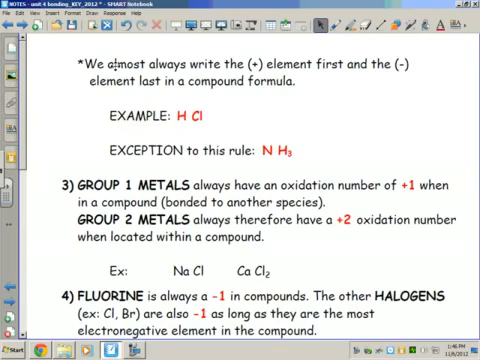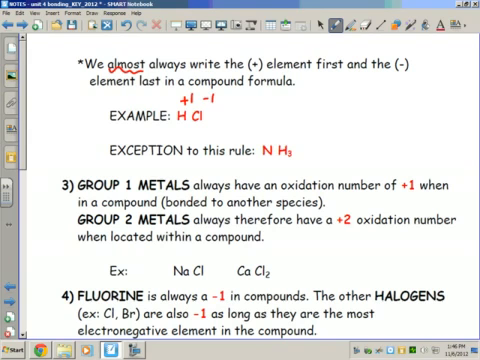Now, a little note here, and I'm going to stress the word almost, we almost always write the positive element in a formula for a compound first and the negative element last. An example of this is hydrogen, which has a +1 and chlorine has a -1 in hydrogen chloride, or hydrochloric acid, which just turns out to be when you dissolve it in water. And that's the way it usually is.